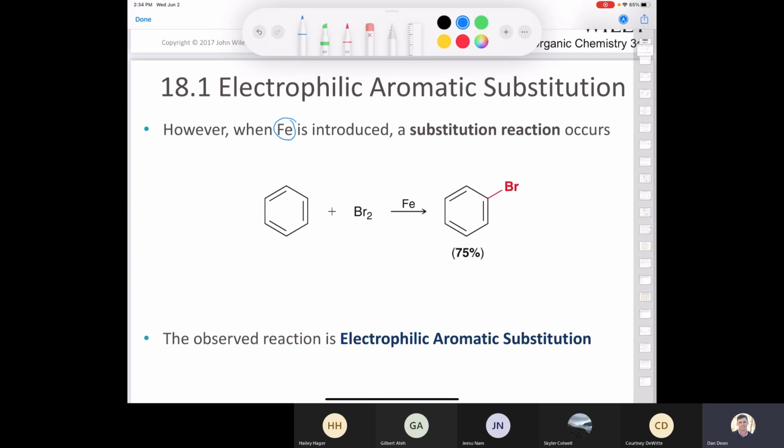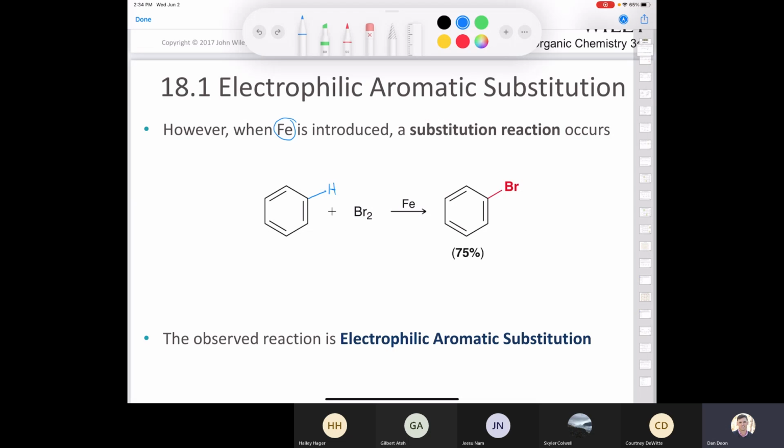Why do we call it substitution? Because you're substituting a hydrogen, right, which is here. You're removing the hydrogen and you're replacing it or substituting it with the bromine. So we have bromine and iron. So there must be some kind of effect that's occurring here that's causing this bromination or this substitution to occur. And this observed reaction is called an electrophilic aromatic substitution.